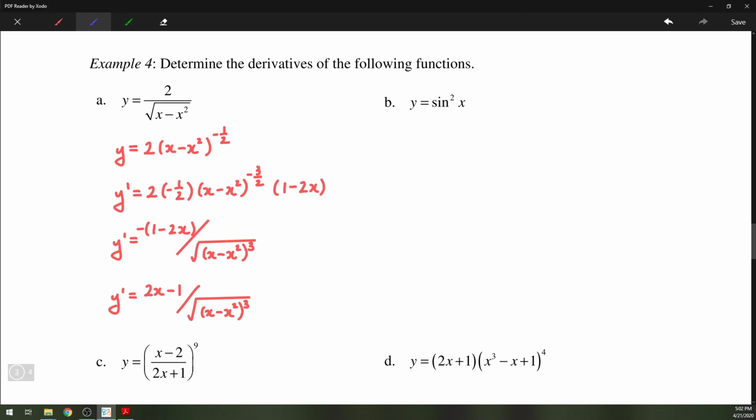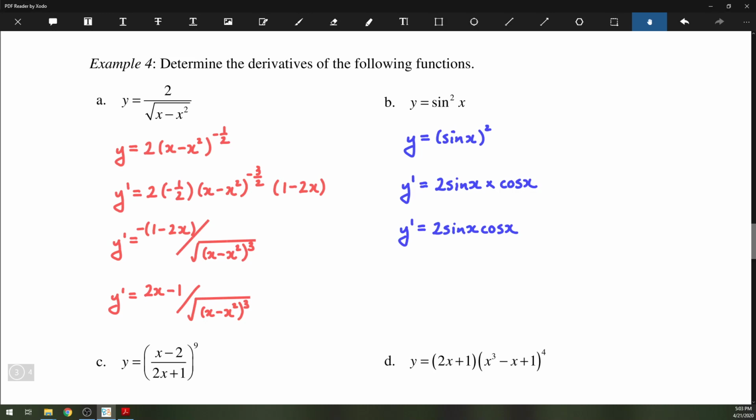Okay, so the next question we have is sine squared x. Of course that's the same thing as saying we have sine x and then all squared. We can apply the chain rule. We have 2 sine x to the first power, and then the derivative of the inner function, which is sine x, will be cosine x. So that would just be y prime equals 2 sine x cosine x. And that's all you need to do. You don't need to apply the trig identity to it. You can just leave the answer as is.